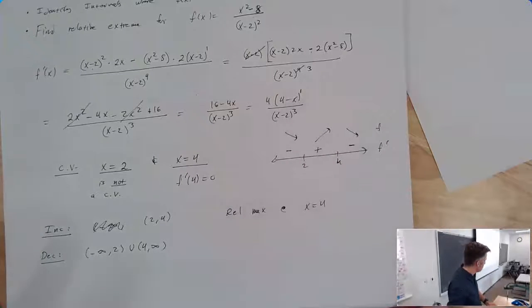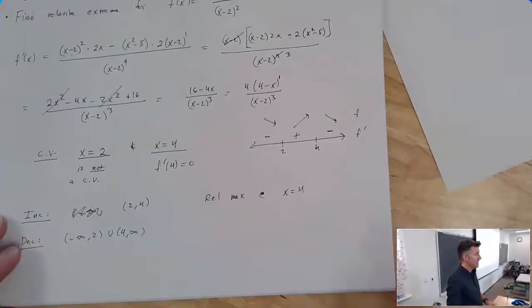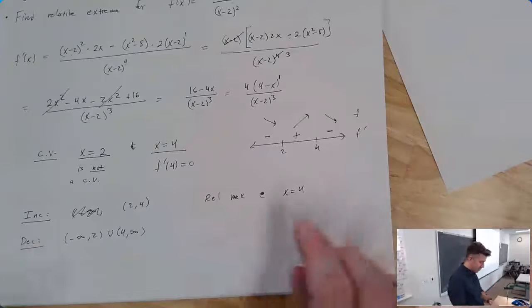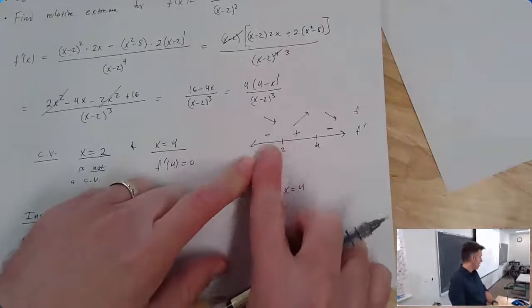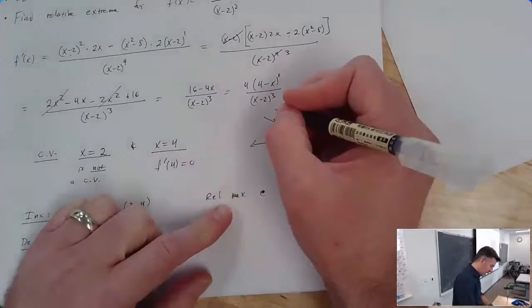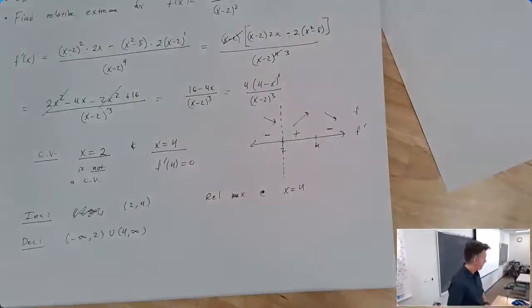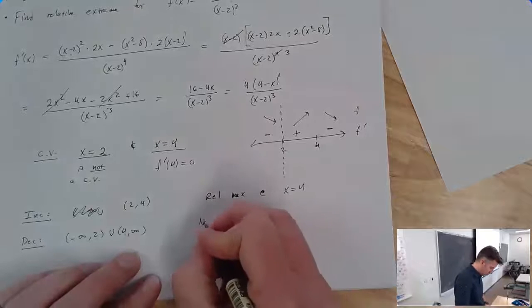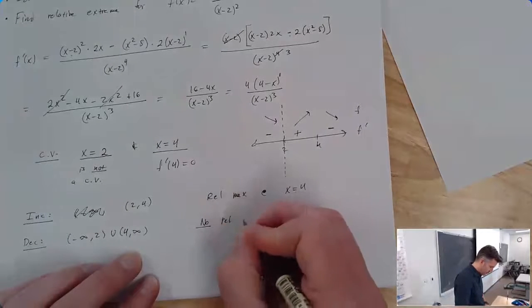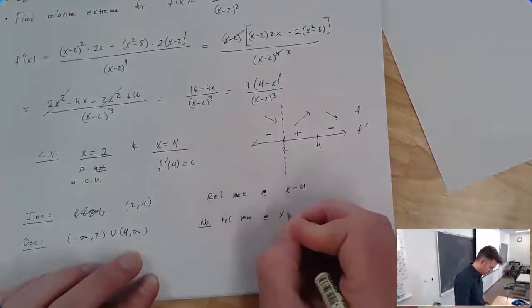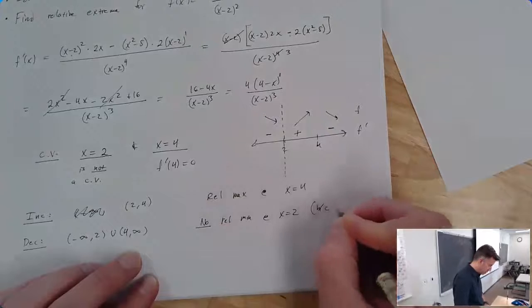And here's where people usually make a mistake. We cannot say there's a relative minimum at x equals 2. It looks like there could be because you got the right kind of shape. But what's happening here is we really have a vertical asymptote at x equals 2. So we do not have a relative minimum at x equal to 2.